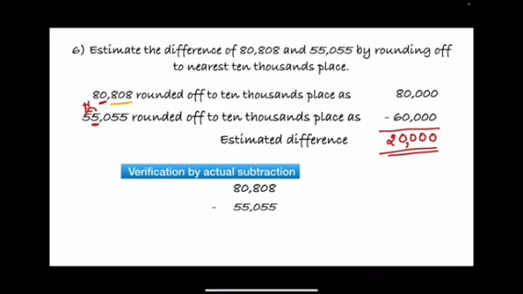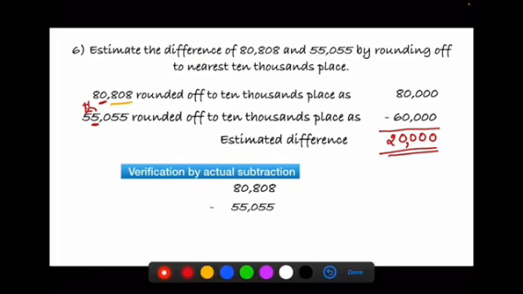The two numbers are 80,808 and 55,055. If we actually subtract without rounding off, what do we get? 8 minus 5 is 3. Now this becomes 10. 10 minus 5 is 5. For that to become 10, I have borrowed 1. So this becomes 7. 7 minus 0 is 7.